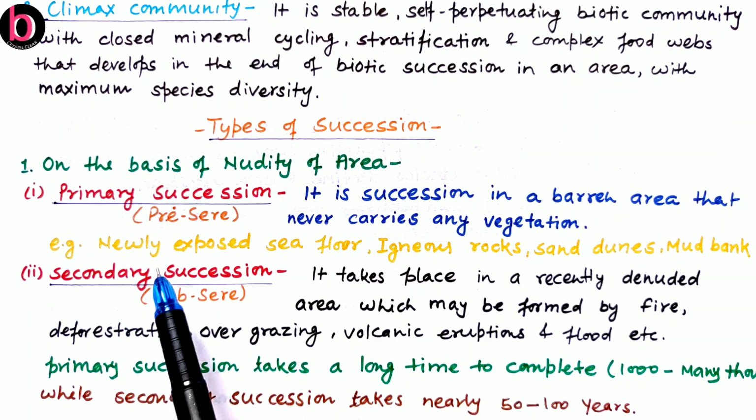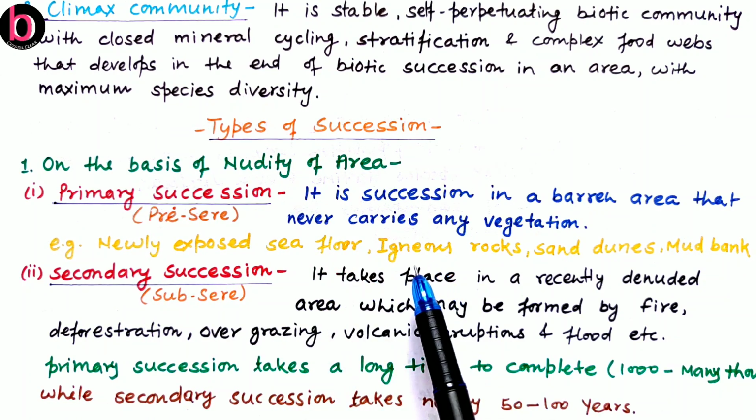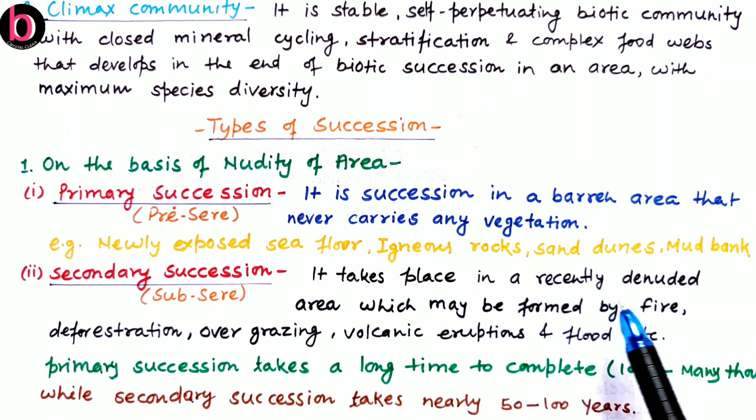These places are like newly exposed seafloor, igneous rocks formed by volcanic lava, sand dunes as well as mud banks. Second is secondary succession, also known as sub-Sere. This type of succession takes place in those areas which earlier had huge vegetation but recently have none, or recently got denuded. Why? There may be a number of reasons, like fire, deforestation of that area, overgrazing of that region, as well as volcanic eruption and floods, which may also be the reason for denudation of that particular area.